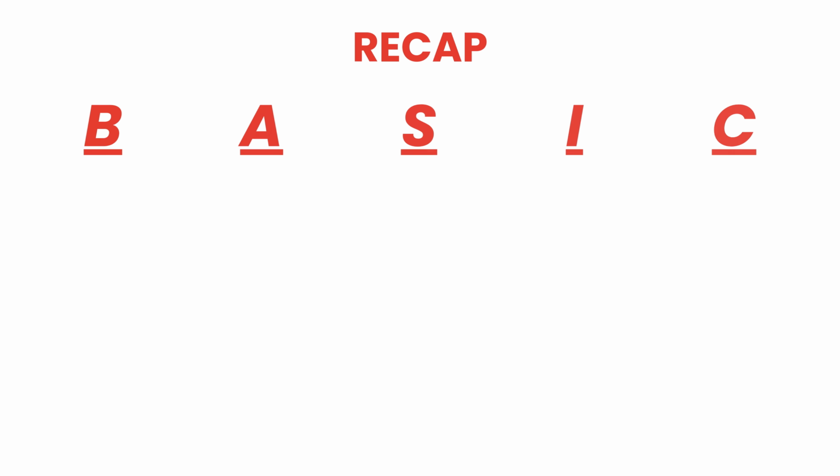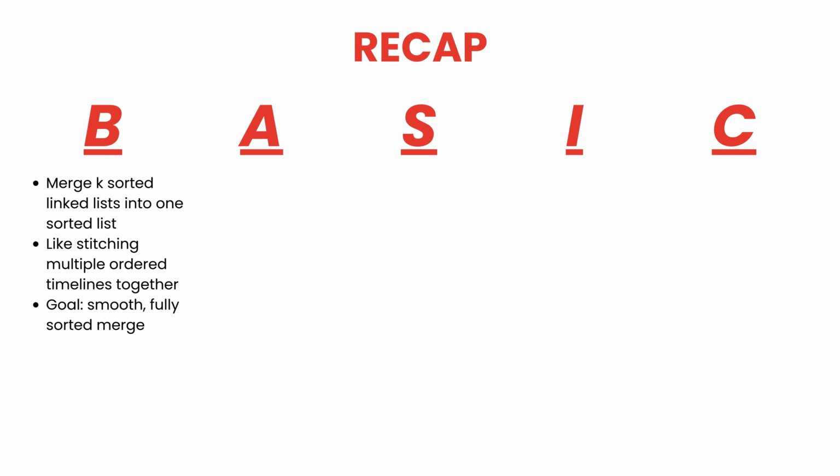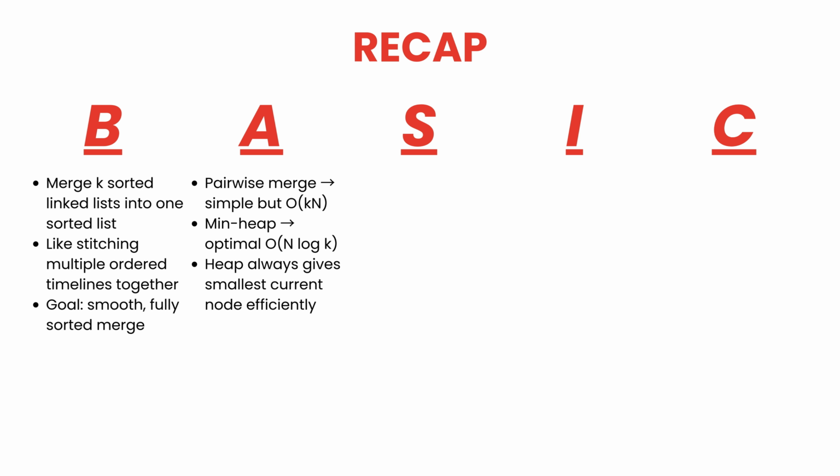Let's do a recap. We're given k sorted linked lists and asked to combine them into one fully sorted list. Conceptually, it's like stitching together several already sorted timelines into a single, ordered sequence. We compared 2 paths, a straightforward pairwise merge that's simple but slows to O(kN), and the optimal strategy, using a min-heap, a priority queue, to always pick the smallest current node, achieving O(N log k). The heap approach keeps every step efficient and predictable.